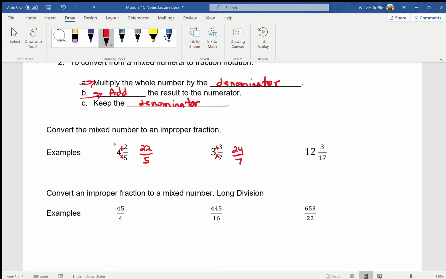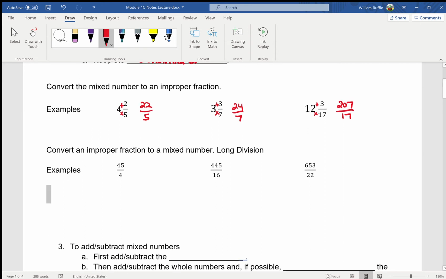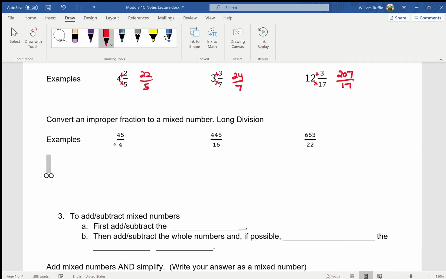Now, 17 times 12 is not one you may have memorized, but you do have a multiplication chart that does have this on there. 17 times 12 is 204. 204 plus 3 is 207 over 17. Please use your multiplication charts for this section and for this next section. Very, very huge helper.